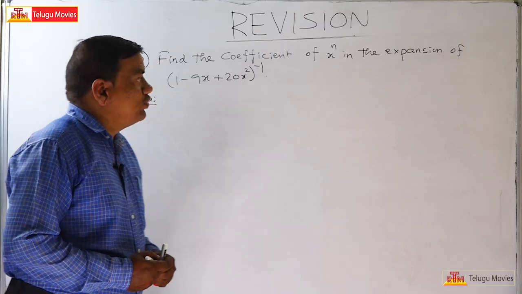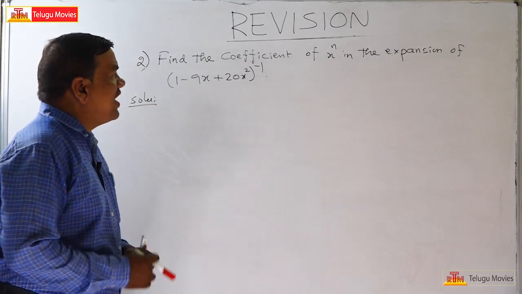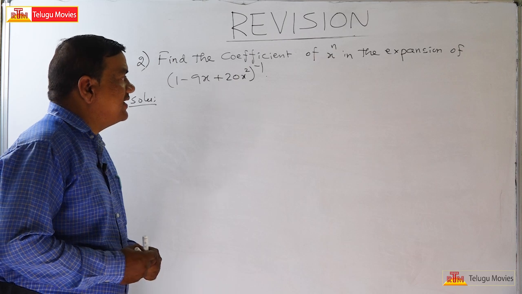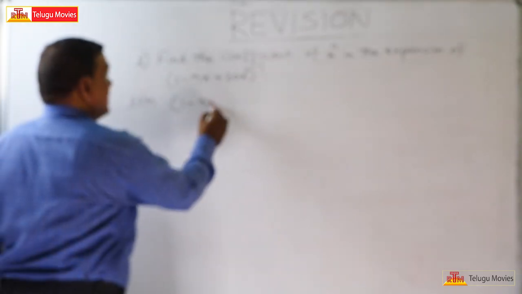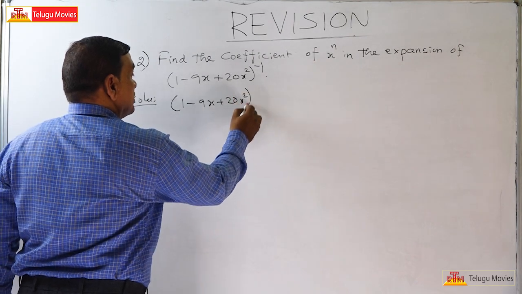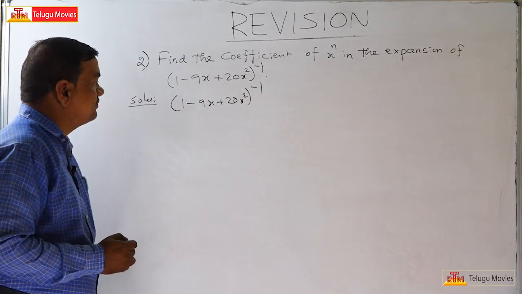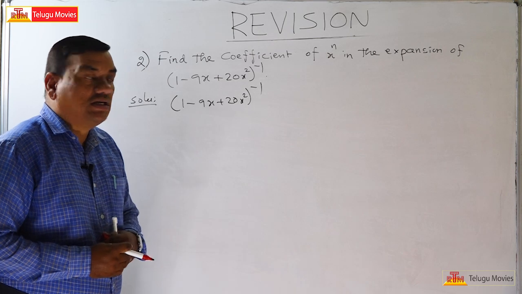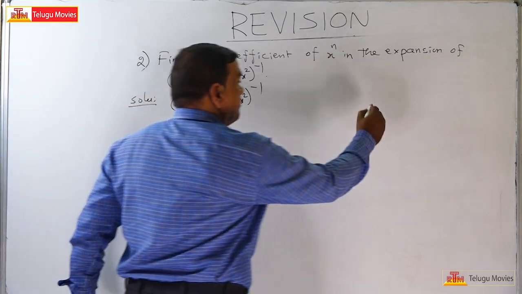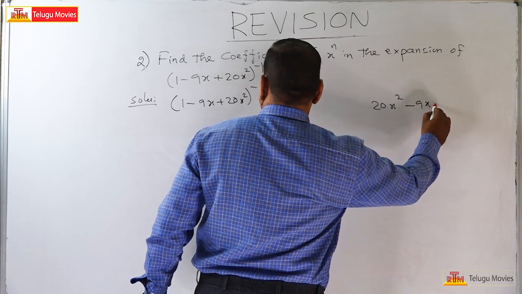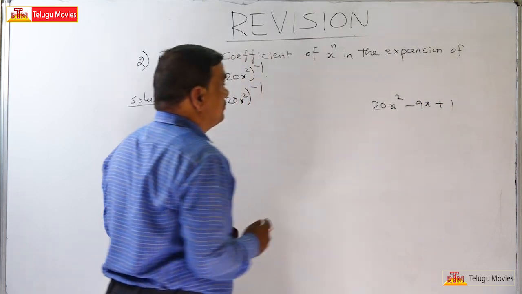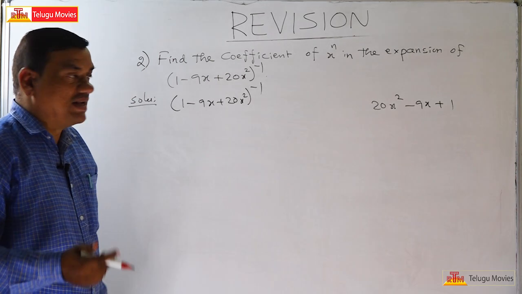Hi students, welcome to this problem. Very easy problem. Find the coefficient of x power n in the expansion of (1 minus 9x plus 20x square) whole power minus 1. Let us factorize the denominator. What is the base? 20x square minus 9x plus 1 is there.